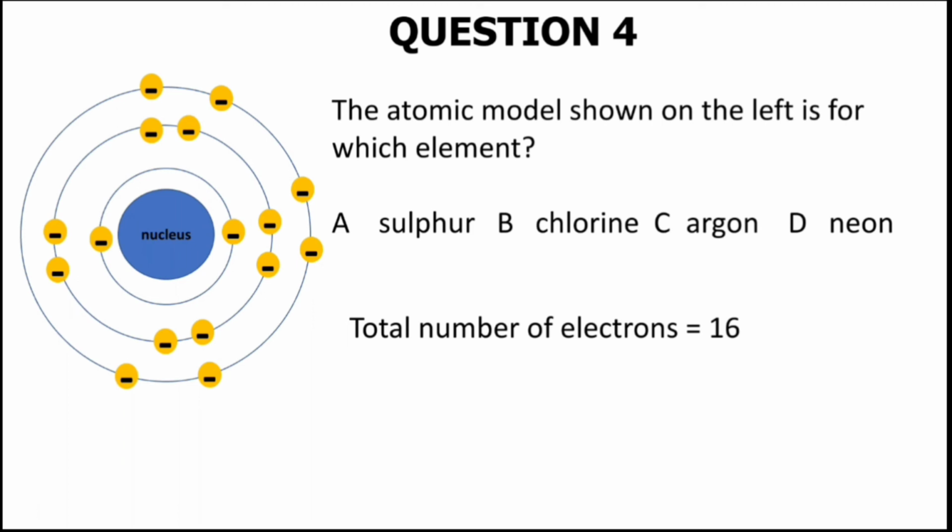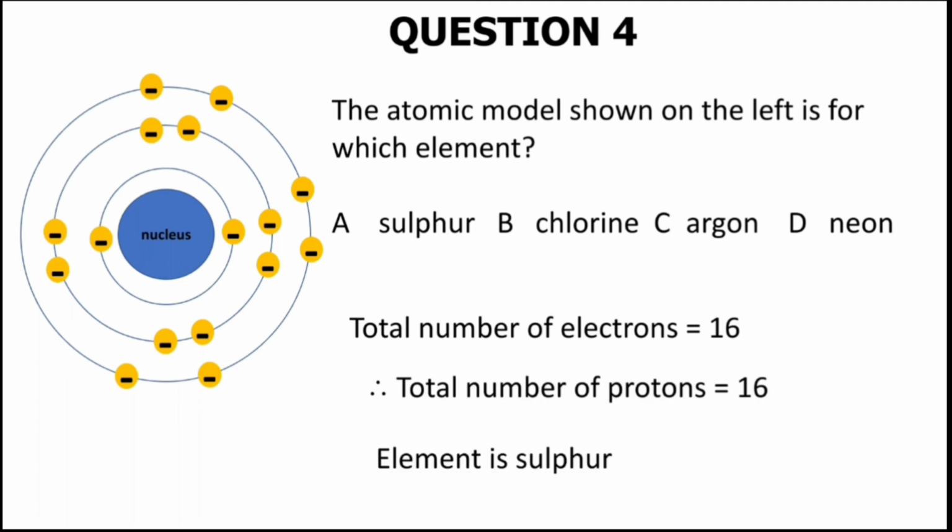So which means there must be a total number of 16 protons. Now, which element has got 16 protons on the periodic table? Guys, check on the periodic table. You discover that the element is sulfur. So the correct answer there would be A.